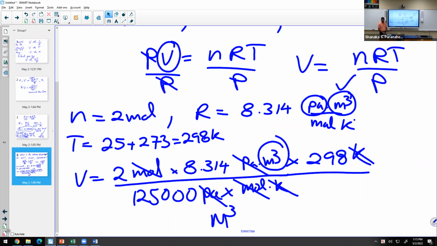What is the answer? I got 0.039 cubic meters. Why? 0.39. This is the answer. That's right. That's the cubic meter volume. That gas has the volume of 0.039 cubic meters.